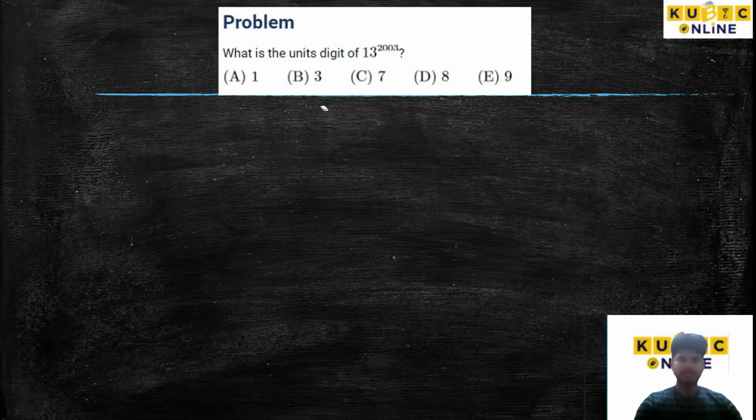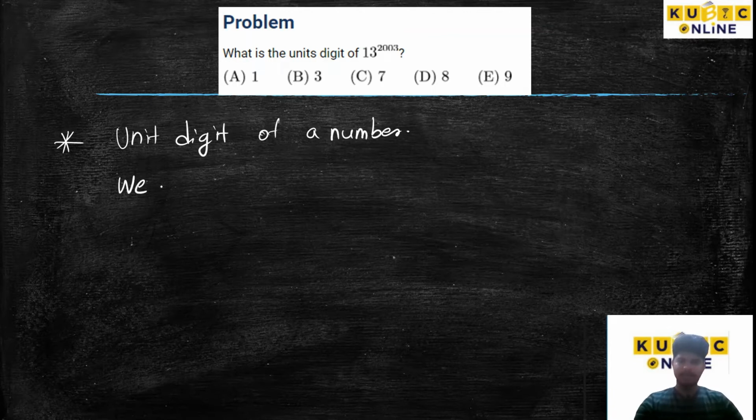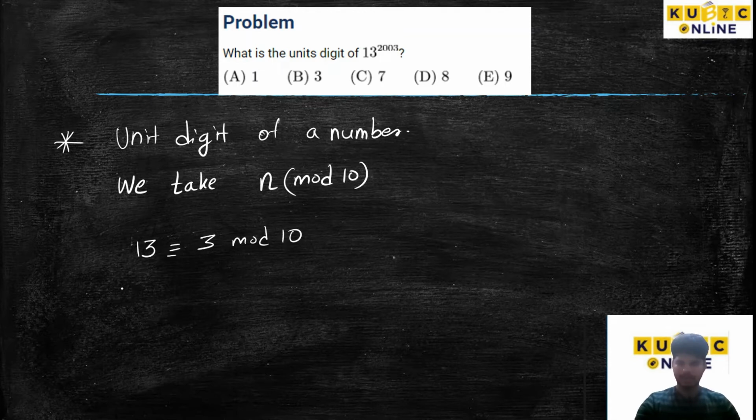Moving on to the next question. What is the unit digit of 13 to the power of 2003? Whenever you have to find the unit digit of a number, we take n mod 10. Now 13 is congruent to 3 mod 10. So 13 square is congruent to 3 square, which is congruent to 9 mod 10.